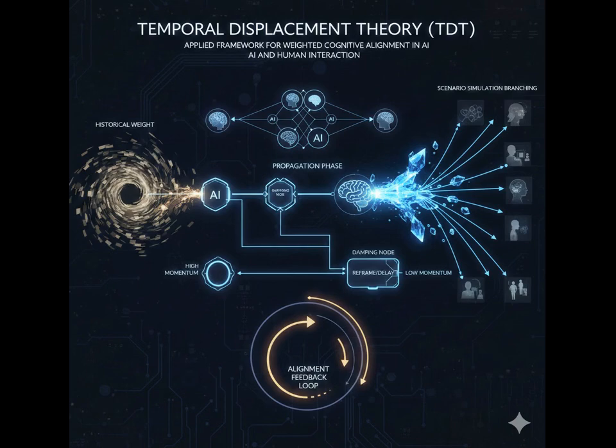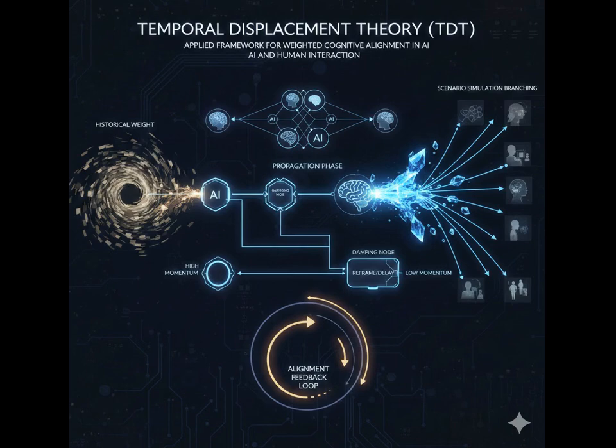Okay, so let's unpack that. The entire thing seems to hinge on this TDT. What makes temporal displacement theory so foundational? Well, what's interesting is how they define it right out of the gate. It's an applied framework for weighted cognitive alignment. Weighted cognitive alignment. Okay. Right. So it tells you immediately that this isn't just some abstract idea. It's a theory built to solve a very specific problem. And that problem is managing all these different cognitive weights. So think priorities, biases, values. But with a time element, I'm guessing from the name?